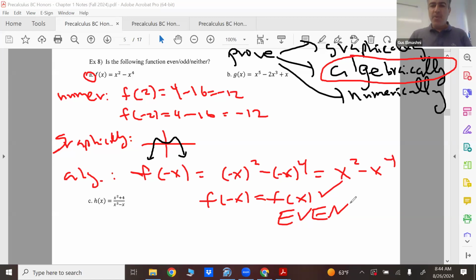All right. Go and try B, doing the same exact thing. Plug in two. Don't plug in one, because you can get zero as your output. Plug in two, see what happens. Graph it, see what happens. Replace x with negative x, see what happens. Tell me when you're done.